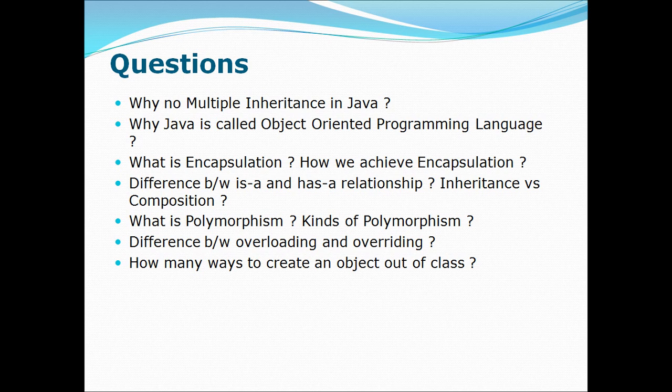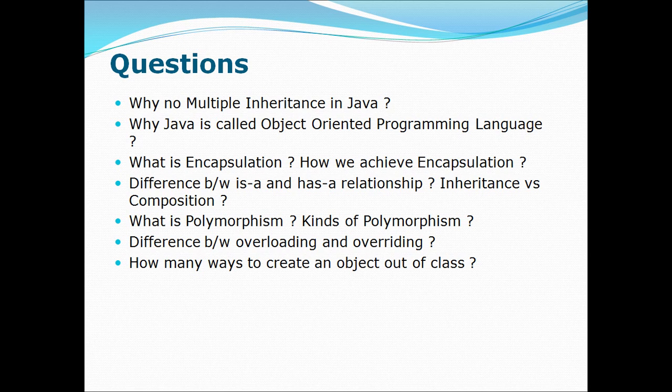Then the third question: what is encapsulation? Basically, putting a boundary over your variable is called encapsulation. It is also doing changes in your code without breaking the code of others. And how to achieve encapsulation? We make our variables private or protected, and we use getters and setters to access those variables. This is the way we achieve encapsulation.